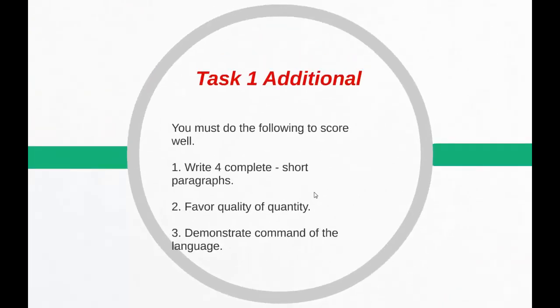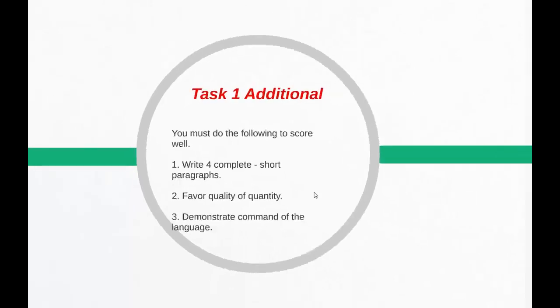A little bit more about Task 1. You have to write 4 short paragraphs. It's more important that you have great quality over quantity. You only need to do 150 words. Quality over quantity. Demonstrate a command of the language. It's an English test, everybody. It's not just answering the question, it's how well you answer the question. But I'm confident that after you watch our lectures and learn how to do IELTS Writing Task 1, you're going to be able to go into your exam and feel great about getting the high score that you want.